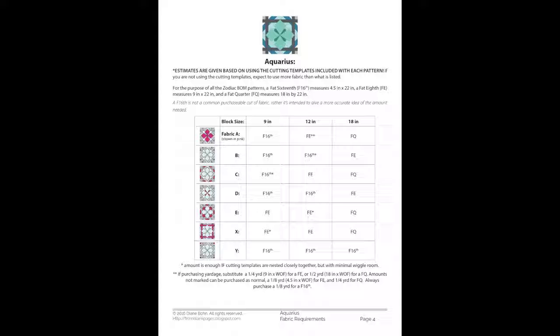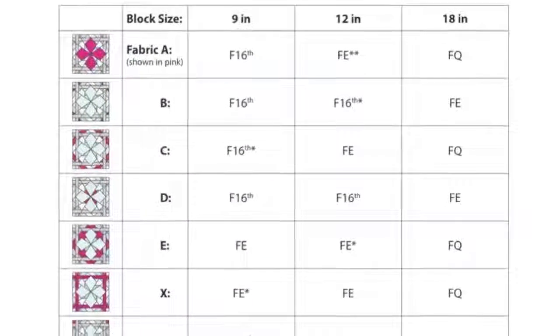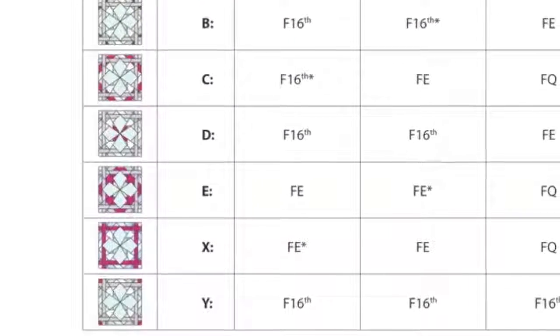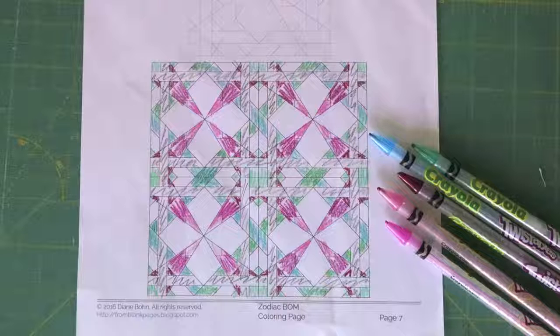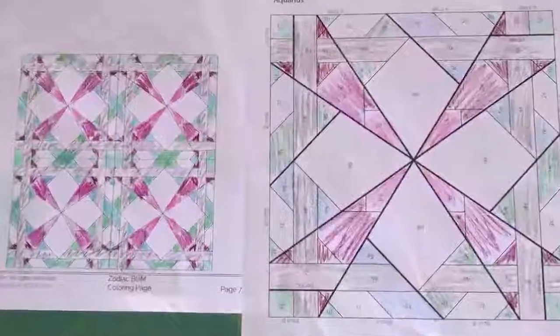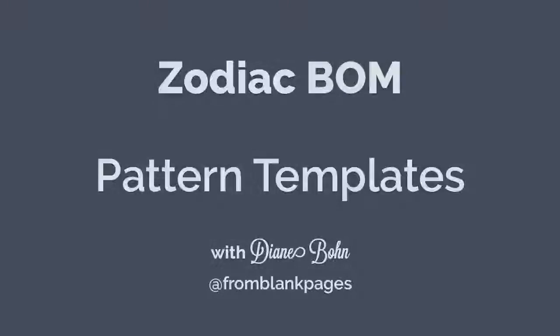To more fully understand the fabric placement, refer to the Fabric Requirement section on page 4 of the Aquarius pattern. Here you can see how each letter represents a different design element of the finished block. These letters are suggestions only and do not need to be followed in the manner I have labeled them. I encourage you to play around with the blank coloring pages to come up with a design that fits your unique style, and then use the labeled coloring page as a guide in helping you assign your fabrics and transfer your design to the pattern templates.